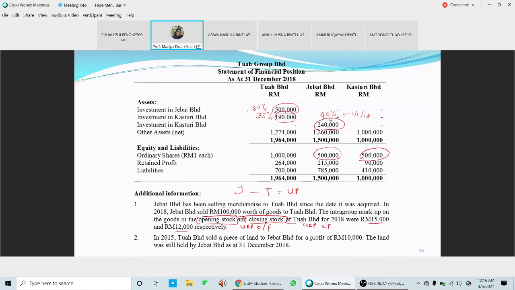Okay, and then in the year 2015, Tuah sold a piece of land. So Tuah to Jebat here means that this is a downstream sale. So you're going to have a profit of 10. And then this one was done in the year 2015. Okay, a few years ago. So the thing that is going to affect here is your RE, not the profit, because it's already done in the year 2015. Now in the year 2018, you just analyze the information that we have. Okay, from this information, then we're going to proceed with the requirements here.